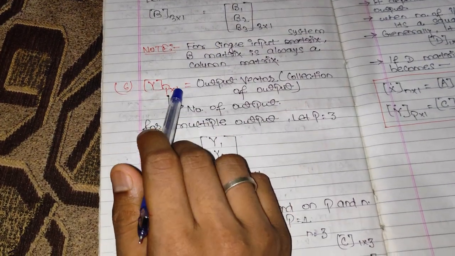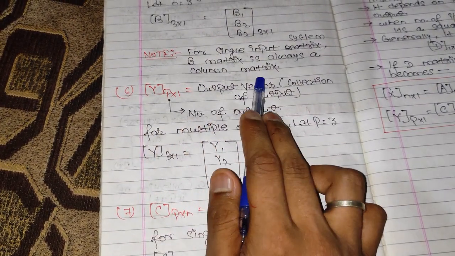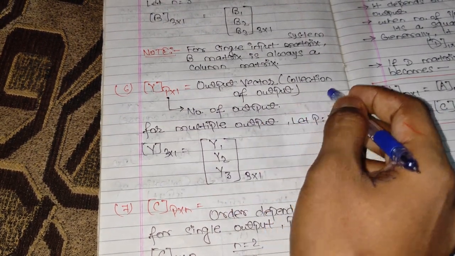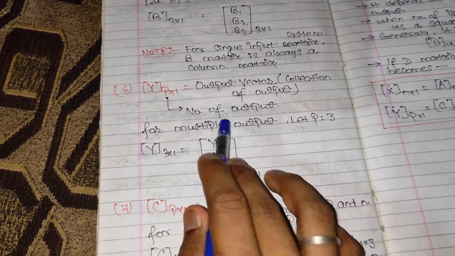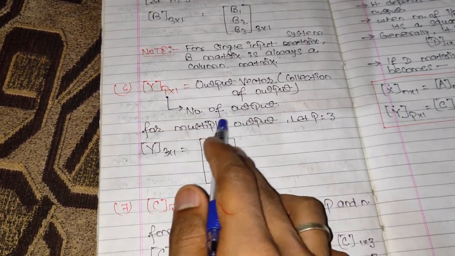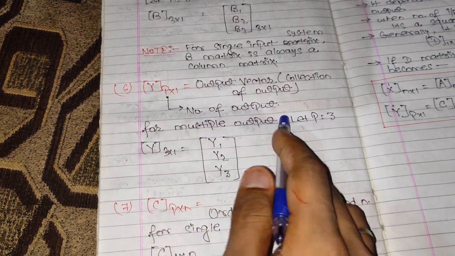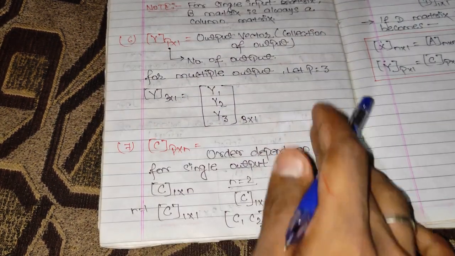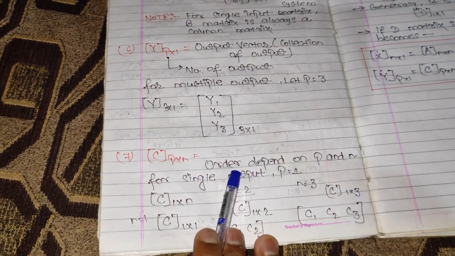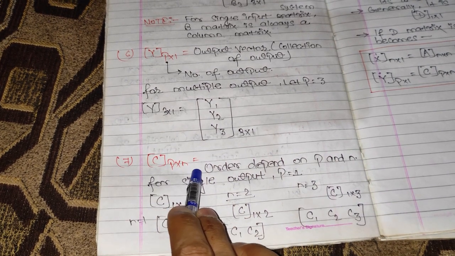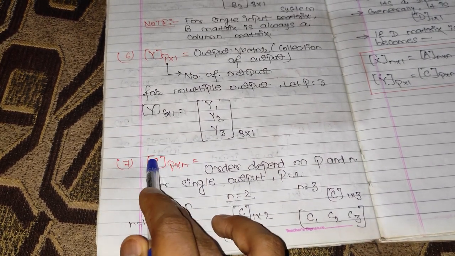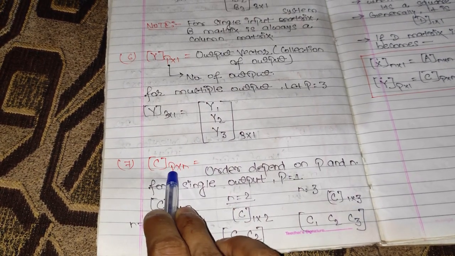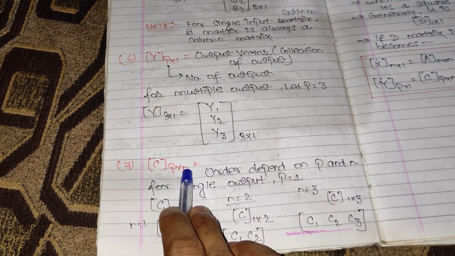The next term is Y, p cross 1. This is the output vector, so it is a collection of outputs. Whatever outputs we get from the system will be collected in Y. Here p, as we mentioned earlier, denotes the number of outputs. For multiple outputs, like p equal to 2, 3, 4, 5, whatever it is, we will get a matrix like this. Now the term is C, p cross n. Here the order of matrix C completely depends upon p and n. P is the number of outputs and n is the number of state variables.